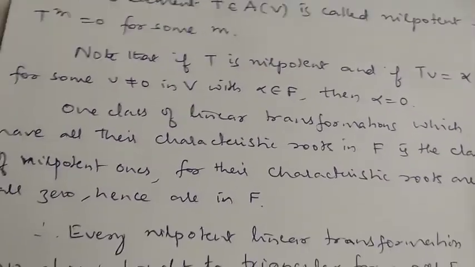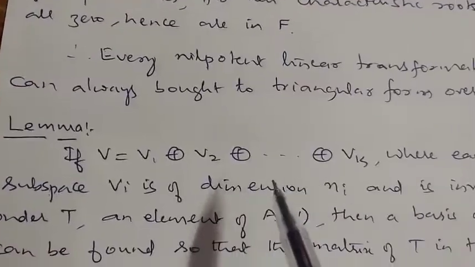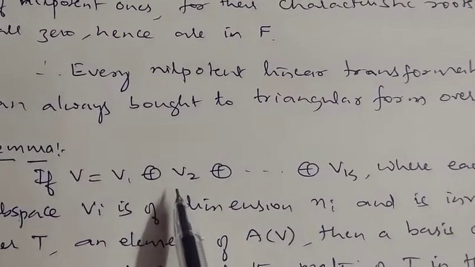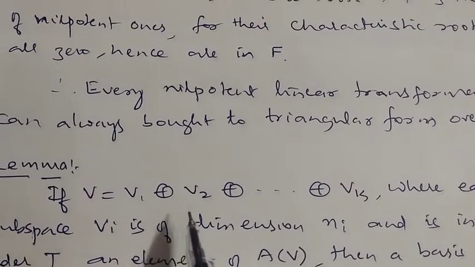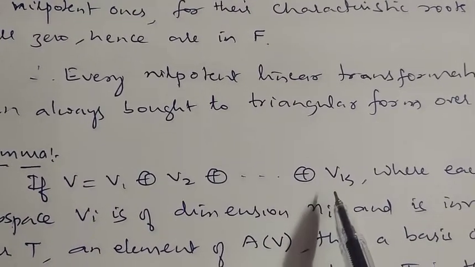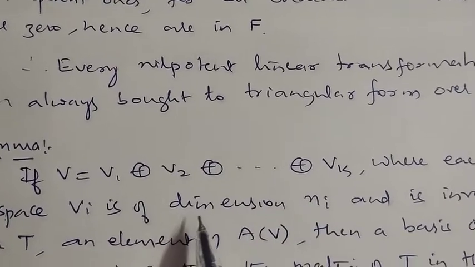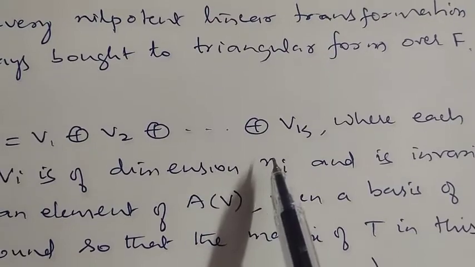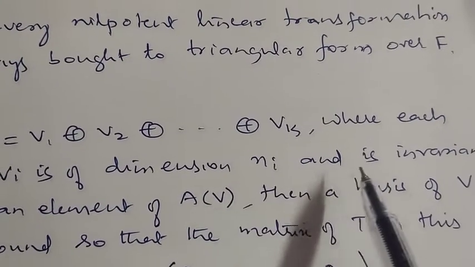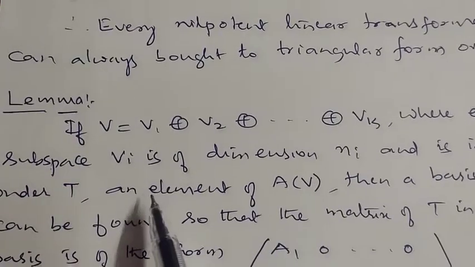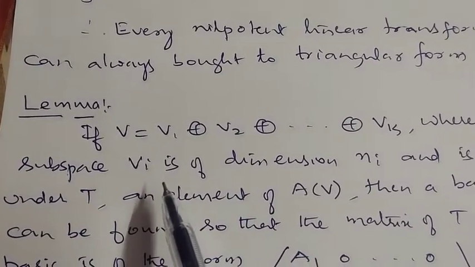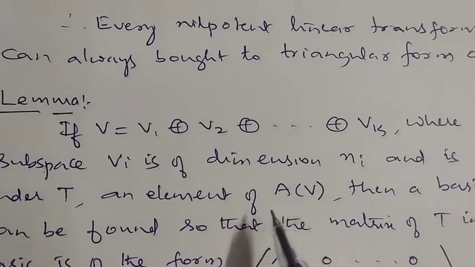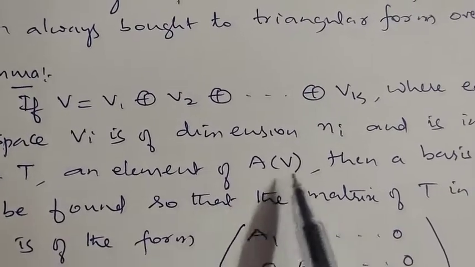Okay, yes, let us take up this important lemma. Look here, suppose V is the direct sum of the subspaces V1, V2, etc., Vk, where each subspace Vi is of dimension Ni. These are very important. So each subspace is of dimension Ni and is invariant under T, meaning T of Vi is contained in Vi, where T belongs to A of V.